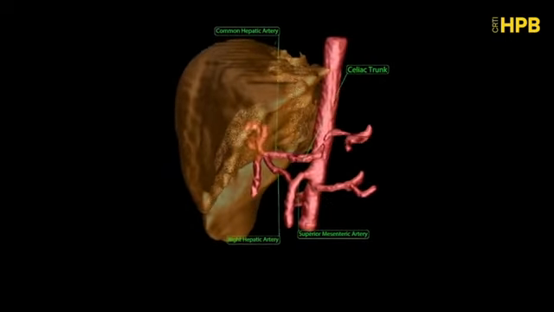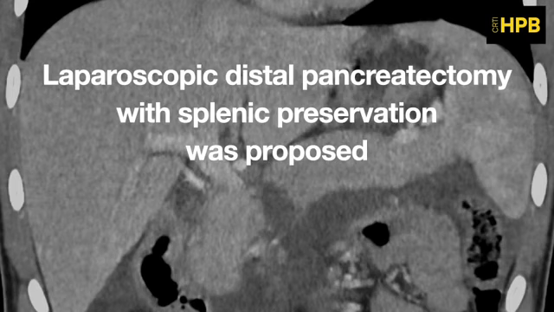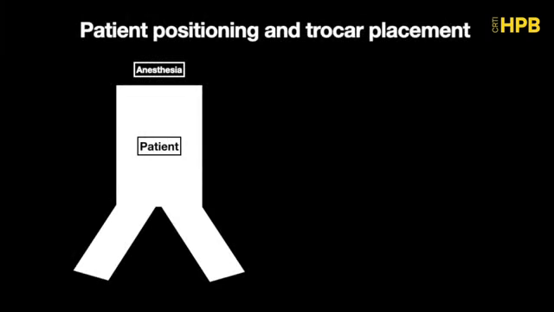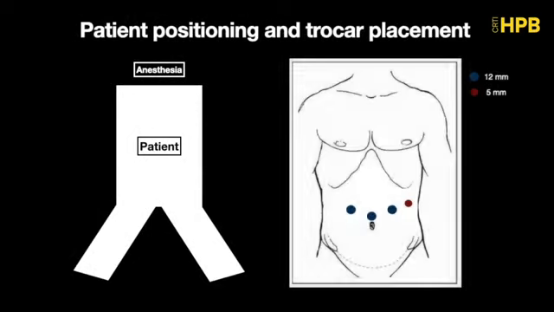it can be seen. The patient presented a grade 4 pancreatic laceration, so a laparoscopic distal pancreatectomy with splenic preservation was proposed. The patient was placed in a supine position with open legs. The trocars were placed as it can be seen in the image.